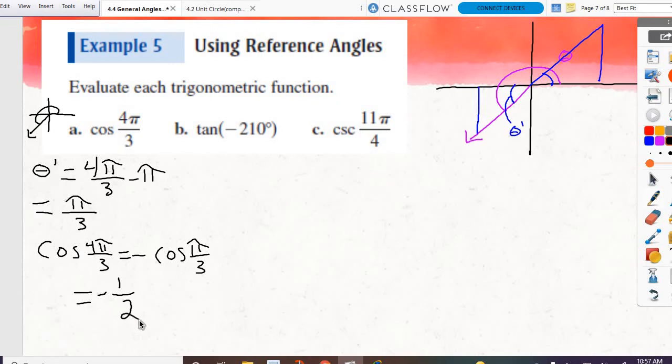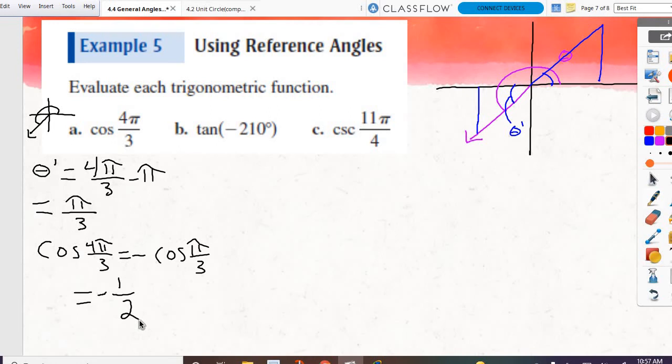We're okay with that? Which was nice because I didn't actually have to memorize what cosine of 4 pi over 3 is. I only have to memorize what cosine on my first quadrant stuff is. And now this seems like it took a little bit, but the more you do it, you get pretty fast at it. Does that make sense? So it goes a lot quicker.